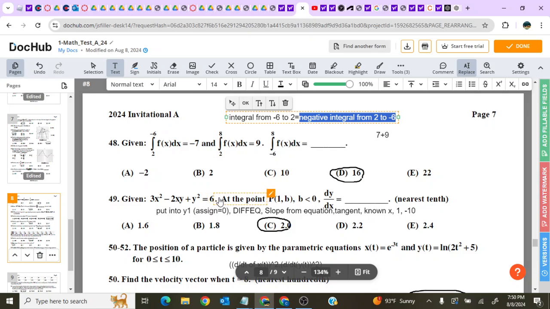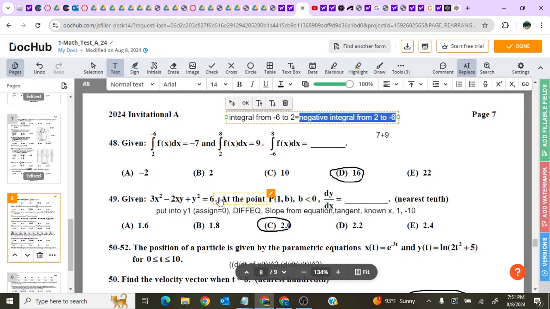Then go to diff eq. You're looking for the slope from the equation, and you're looking for the tangent slope. And then you're given an x value of 1. You're given that y is negative, so put a guess of y equals like negative 10. And you get a value of, excuse me, give me a sec. Well, I guess it's on here, but you get a value of 2.0. So yeah, that's how it works.